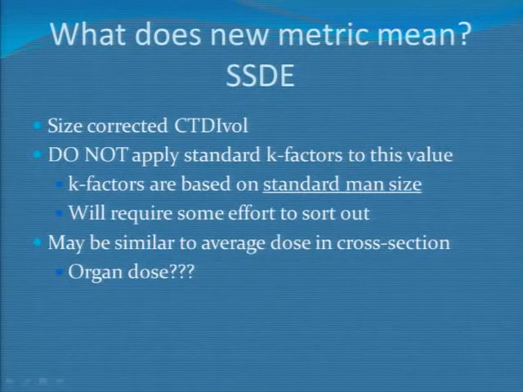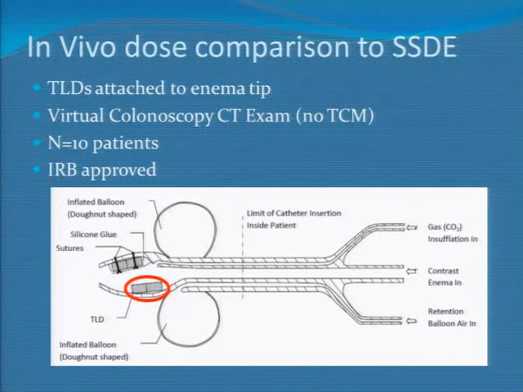So this new size-corrected, size-specific dose estimate is really a size-corrected CTDIvol. Want to be careful not to go willy-nilly in applying our K-factors to this because, again, they're all based on standard man and not on some tiny tot or a very large person that barely fits through the gantry. So we need to do some work on that to figure out how to deal with those K-factors. My opinion, and it's stated, buried somewhere in the report, is that it may wind up being similar to average dose in the cross-section, which we might then extend to organ dose.